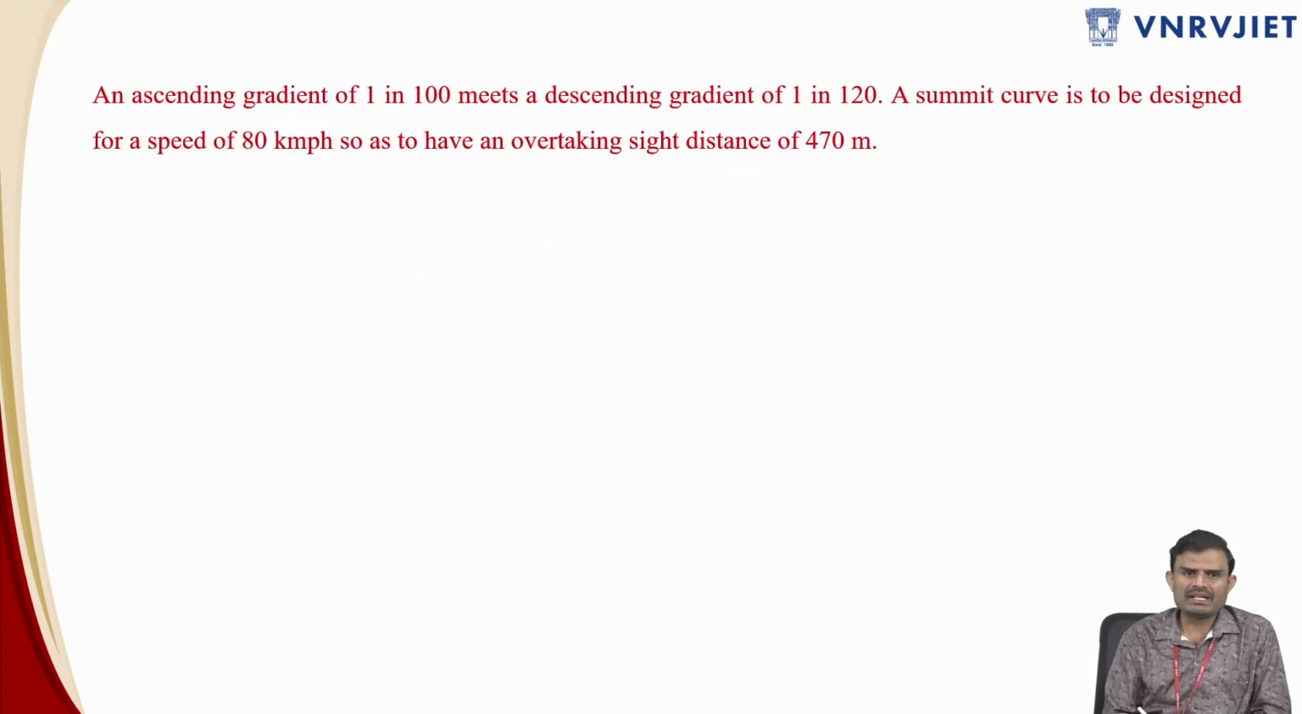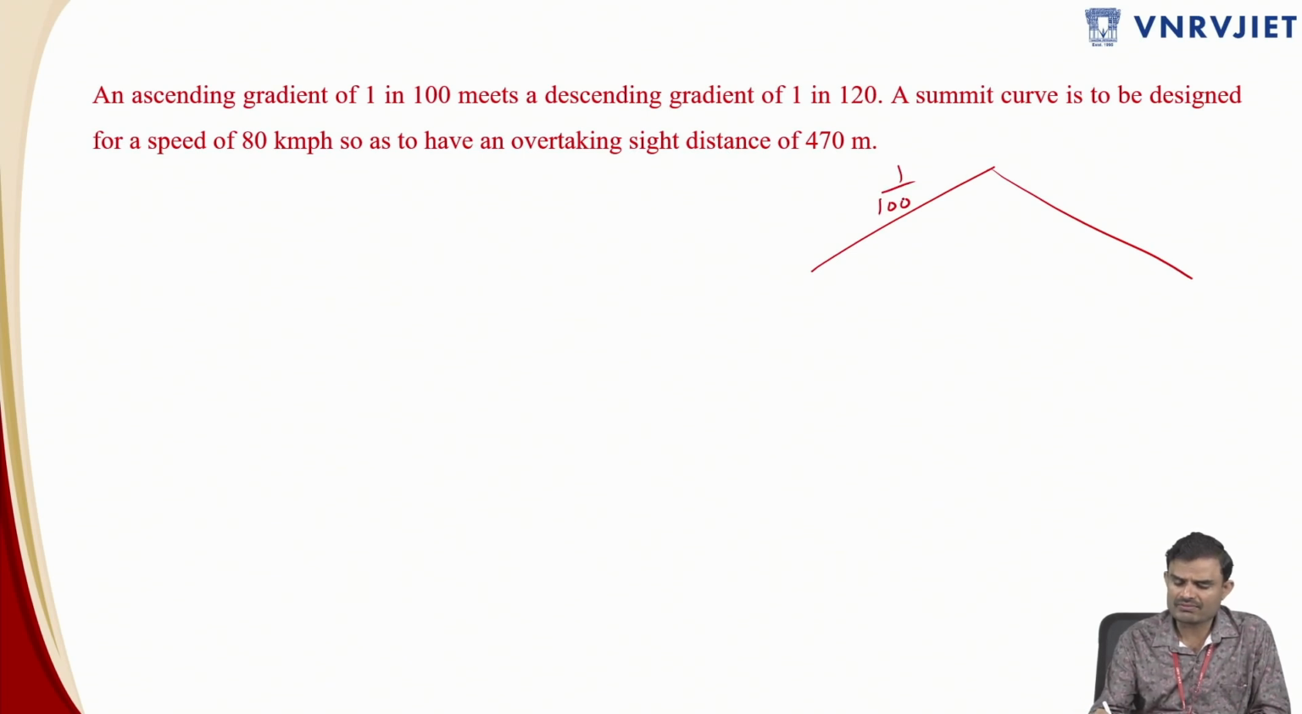Next problem, an ascending gradient 1 in 100. So again an ascending gradient meeting a descending gradient. So this is also one kind of summit curve. There is an ascending gradient and this is a descending gradient. Of course this is given as 1 in 100 and this is 1 in 120. So either you can go ahead with calculation of percentages, or better you can go ahead with 1 in 100. This is a positive angle, and this is the algebraic difference of grades, and this is a descending gradient, so this will be obviously minus, so therefore minus of minus 120.